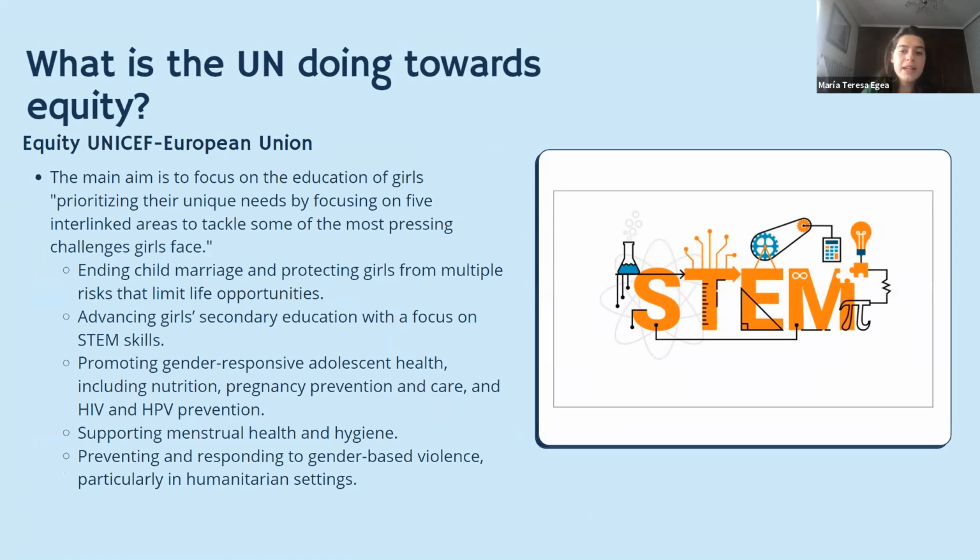The first one is to end child marriage and protect girls from multiple risks that limit their life opportunities. They also want to advance girls' secondary education with a focus on STEM skills, so science, technology, engineering, and mathematics. They're also promoting gender responsive adolescent health, including nutrition, pregnancy prevention and care, and HIV or HPV prevention. The fourth way they're doing this is by supporting menstrual health and hygiene. And the final goal is to prevent and respond to gender based violence, particularly in humanitarian settings.